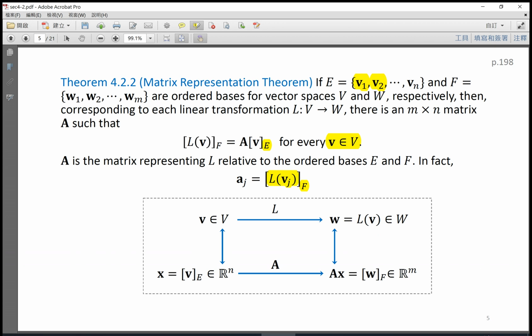Similarly, if we select V as Vn, the nth element in the basis E, then the coordinate of L of Vn with respect to F is the nth column of matrix A. Once we have a1, a2 up to an, we will have the matrix representation A.